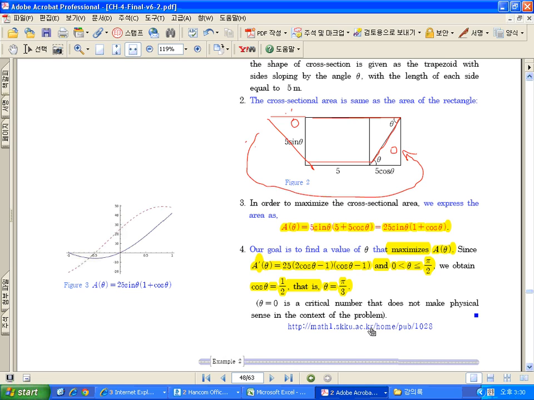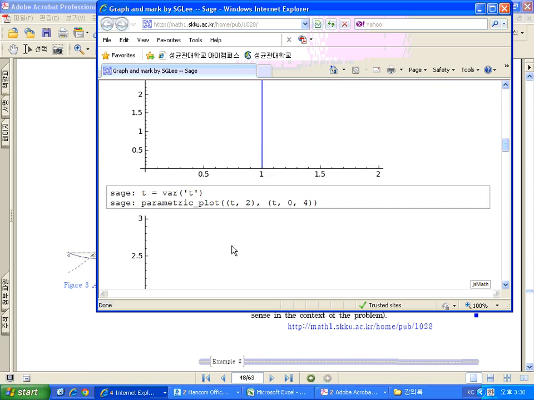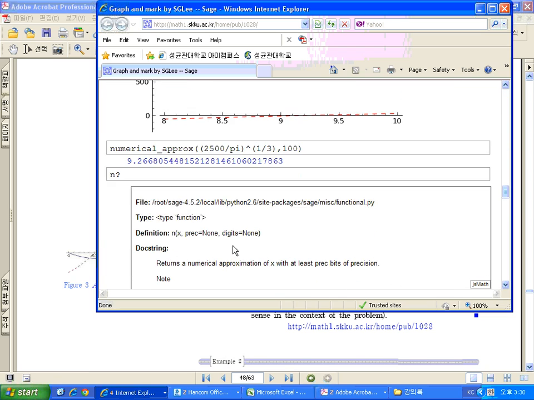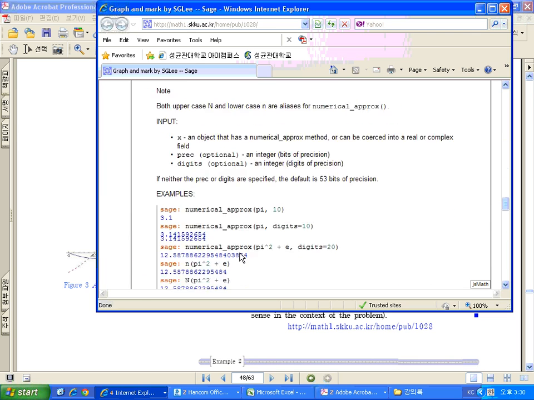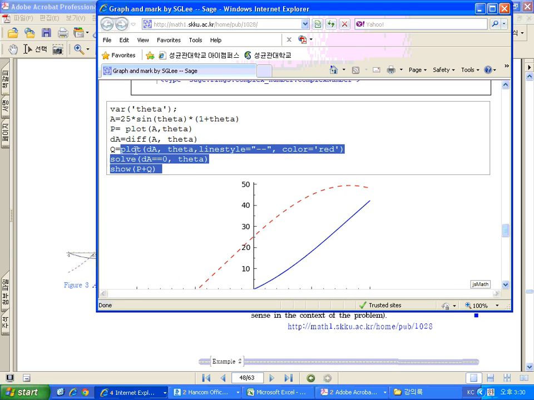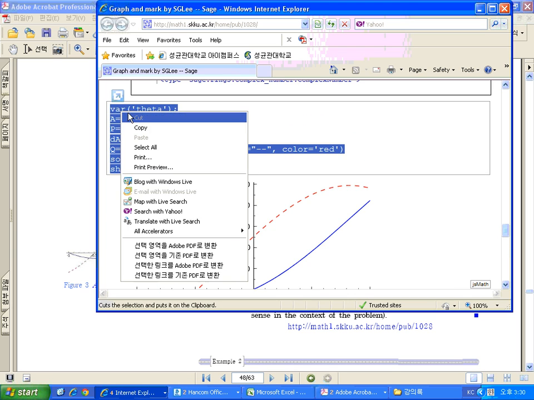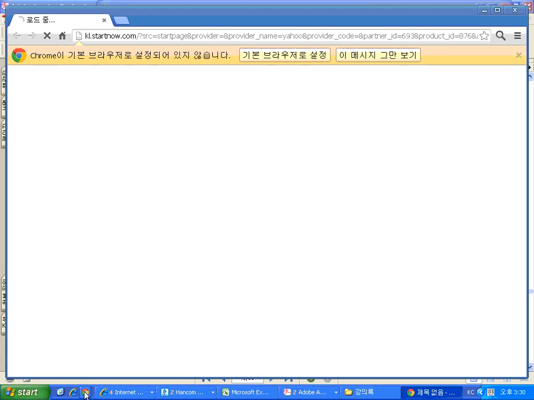So if you go here, then you will see the graph of where it is. For example, if you draw it, we may go to the next one.